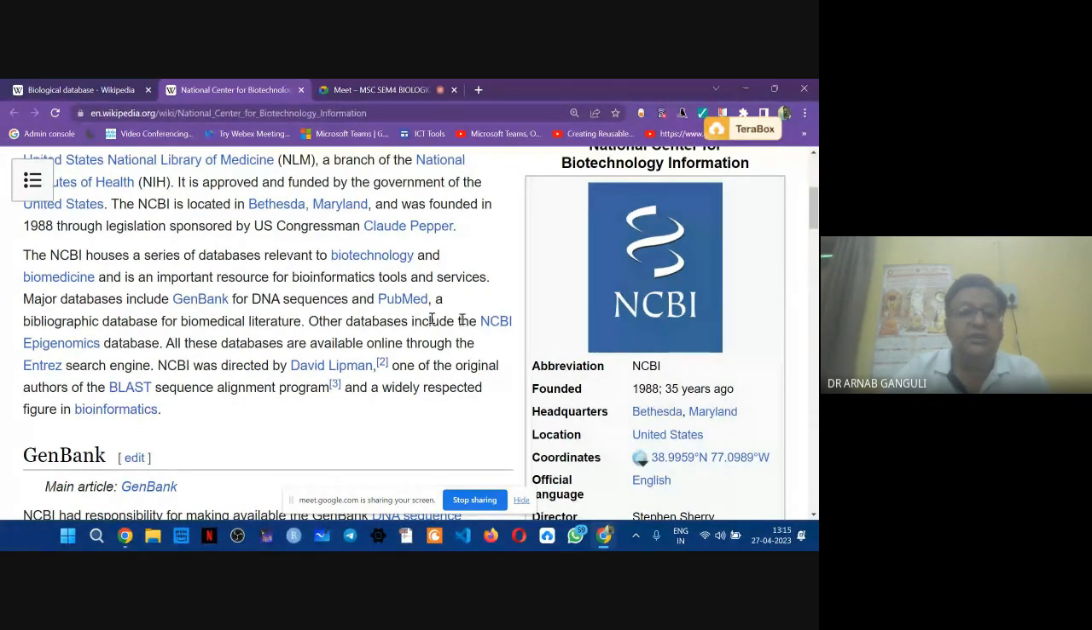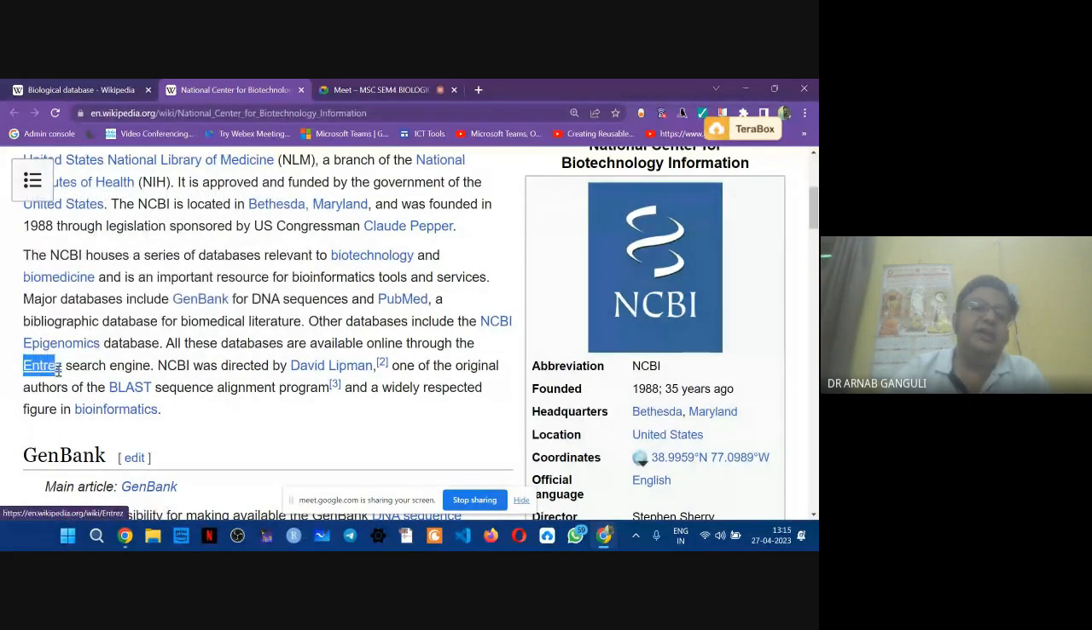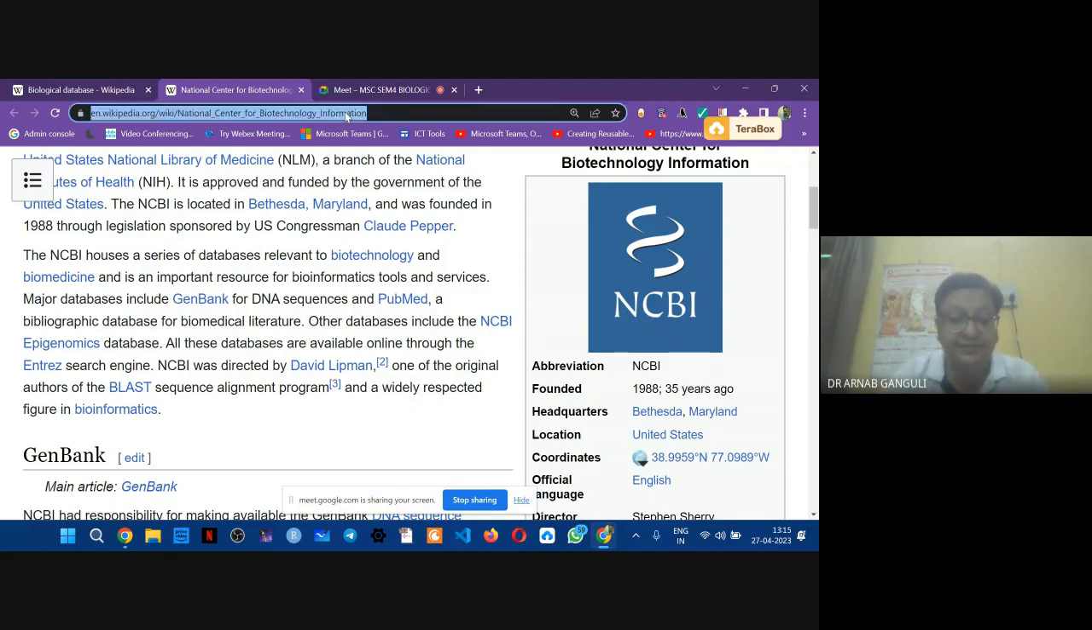Other databases include the epigenomics database. Entrez is also there. That's also for searching. And this is directed by David Lipman, who was also one of the original authors of BLAST. BLAST is something you will understand very fast. This is something which you do very often. So let us go to the NCBI database and see what is there.